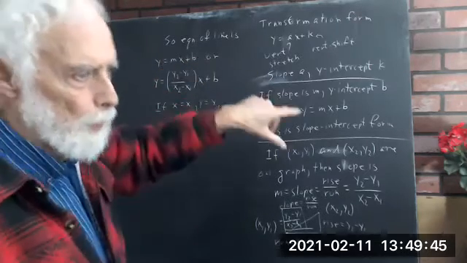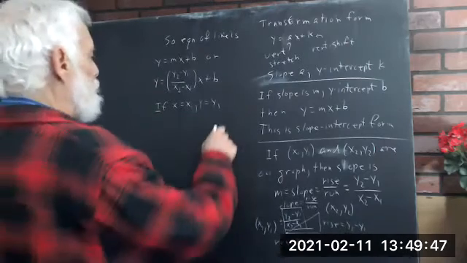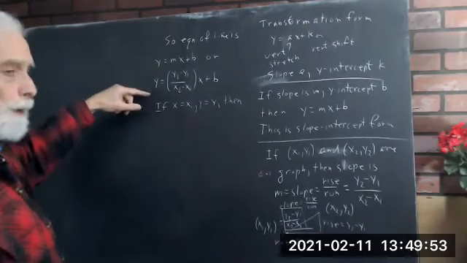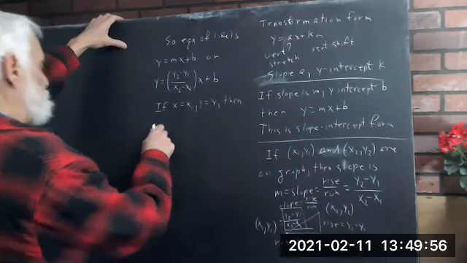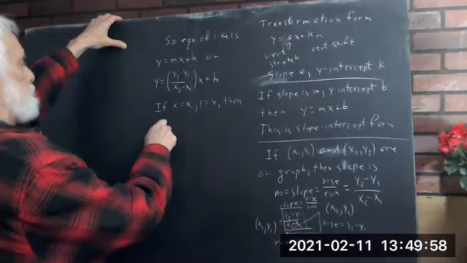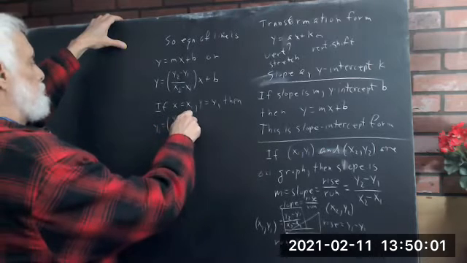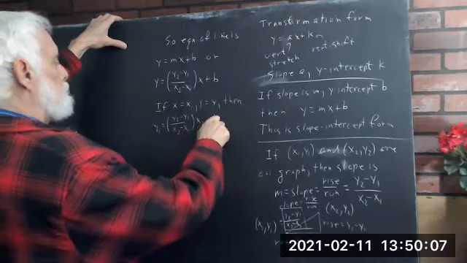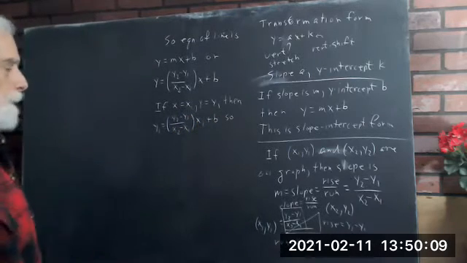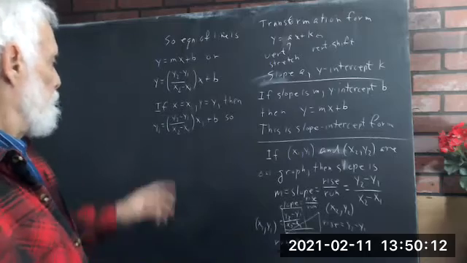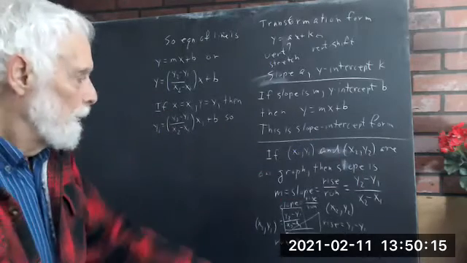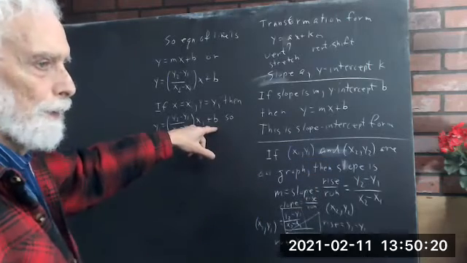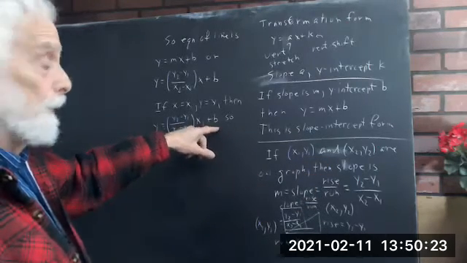If x equals x1 and y equals y1, then we can replace x with x1 and we replace y with y1. Okay. Well, if we know the 2 points, if we know y1, y2, and x1 and x2, that's an equation we can really easily solve for b.